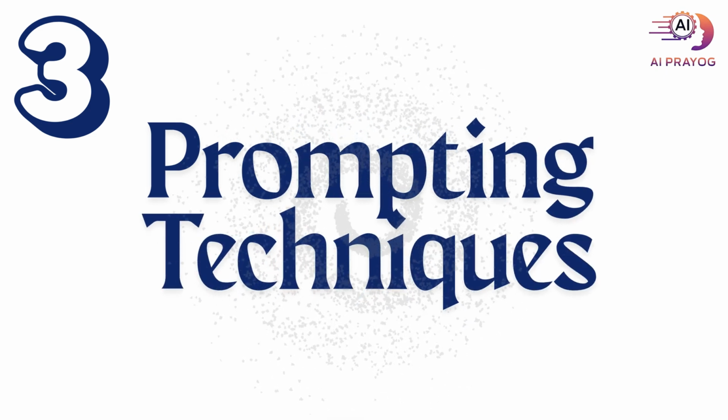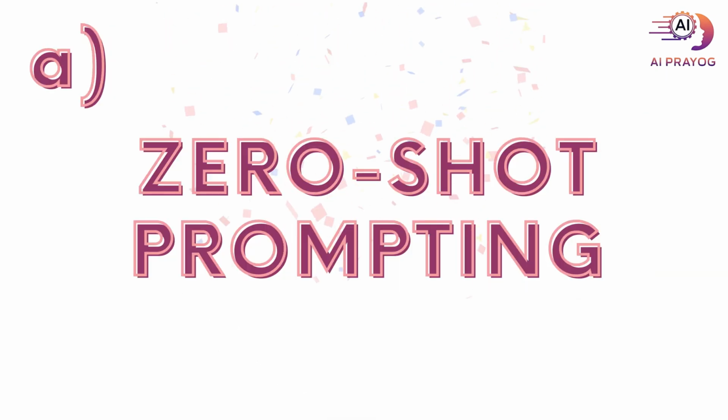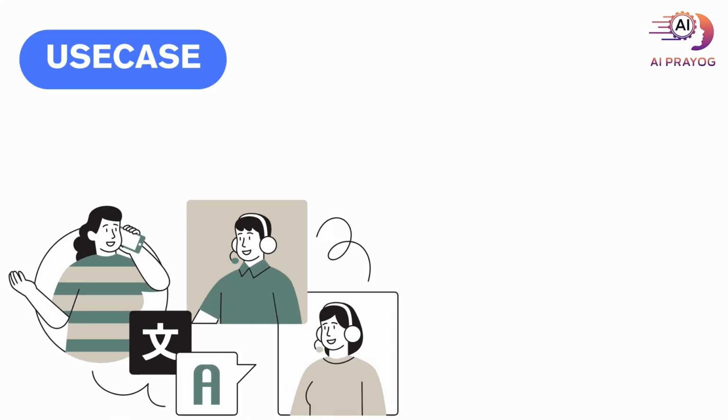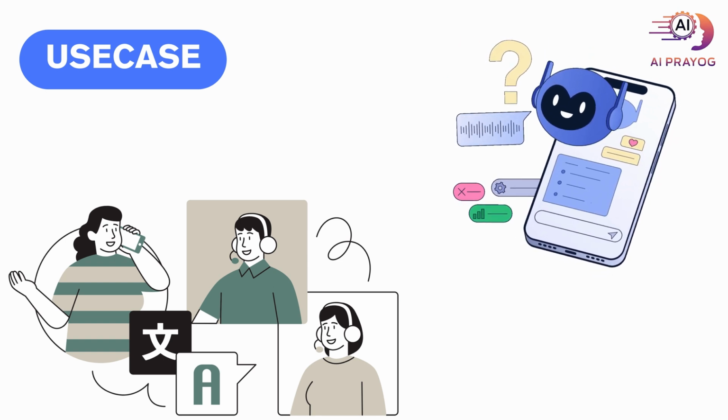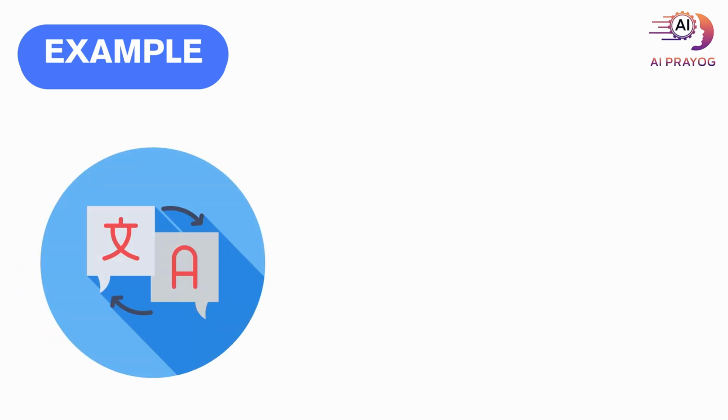Prompting techniques. Zero-shot prompting. This is the simplest form, where the LLM is given an instruction without any examples. It relies solely on the model's pre-trained knowledge. Use case: simple tasks like translation, basic summarization, or answering factual questions where the model has extensive knowledge. Example: translate hello to French.